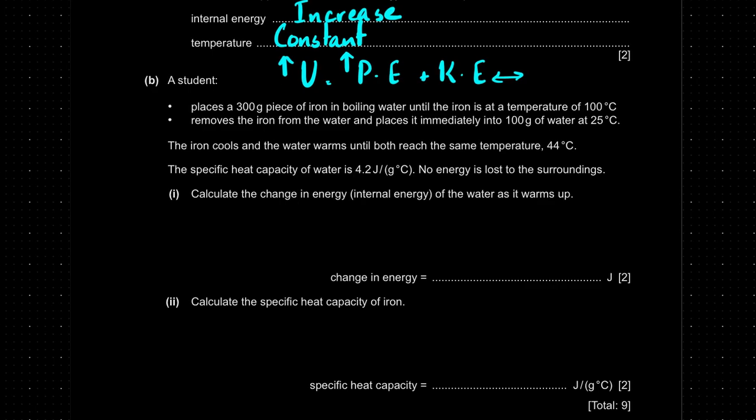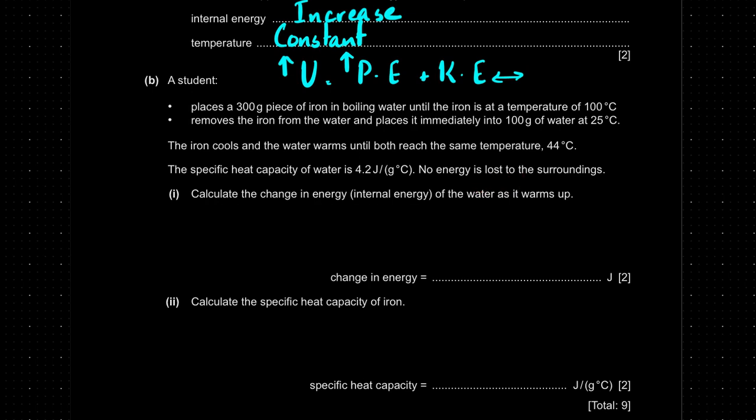Part B, a student places a 300 grams piece of iron in boiling water until the iron is at a temperature of 100 degrees Celsius. The student removes the iron from the water and places it immediately into 100 grams of water at 25 degrees Celsius. Iron cools, water warms, as you would expect, to the same temperature, 44 degrees Celsius. The SHC of water is given. Look at the units, because you'll need to make sure that the units for mass are consistent with this. No energy is lost to the surroundings.